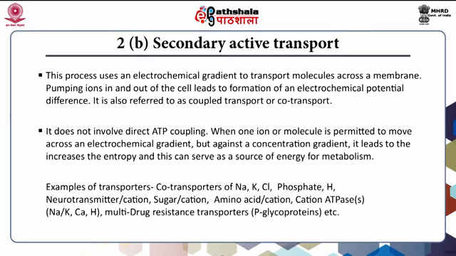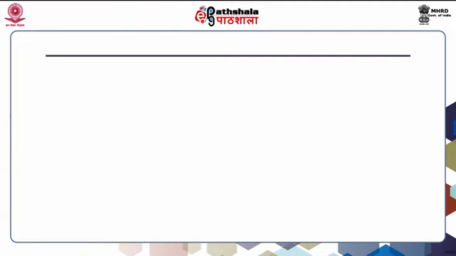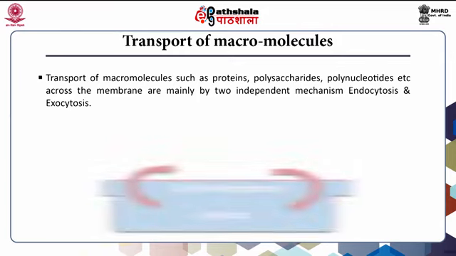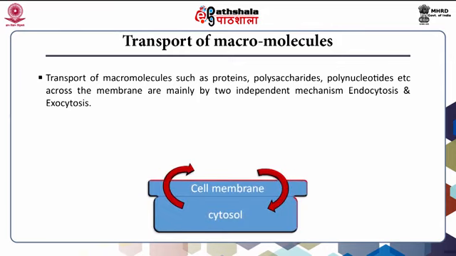So till now we discussed various types of transport of micromolecules. Now let's discuss protein mediated transport of macromolecules. Transport of macromolecules such as proteins, polysaccharides, polynucleotides, etc. across the membrane occurs mainly by two independent mechanisms. They are endocytosis and exocytosis. As you all know, endo means movement towards the cell and exo means movement outside the cell.